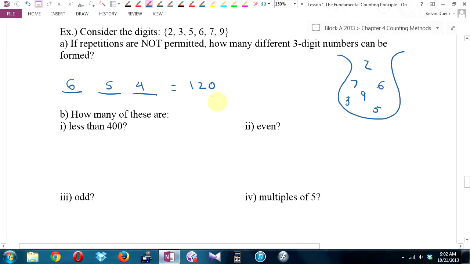Jake, can you read to me the first one, B? Read to me number 1. Less than 400. How many digits grand total? How many blanks? Three. Draw 3 blanks. What's the condition that they gave us? What's the restriction? Less than 400. How can this be less than 400? What would make it less than 400?